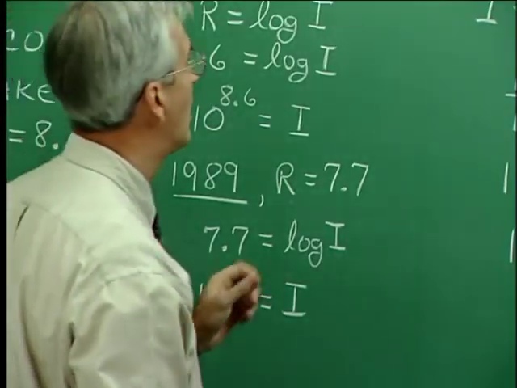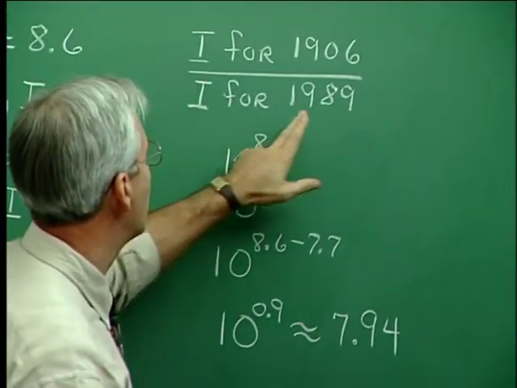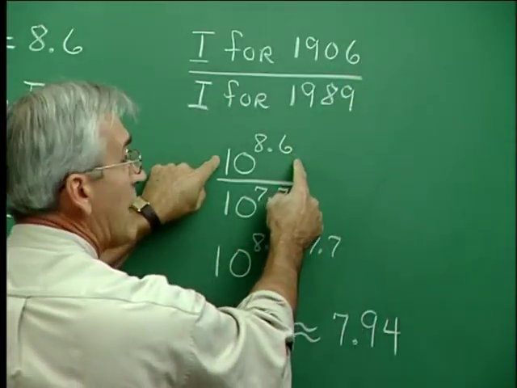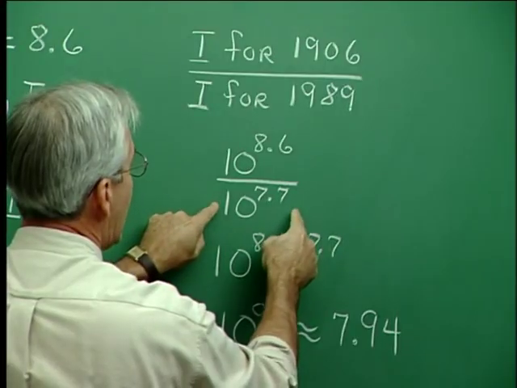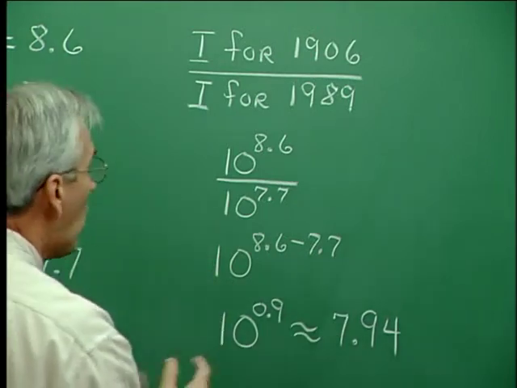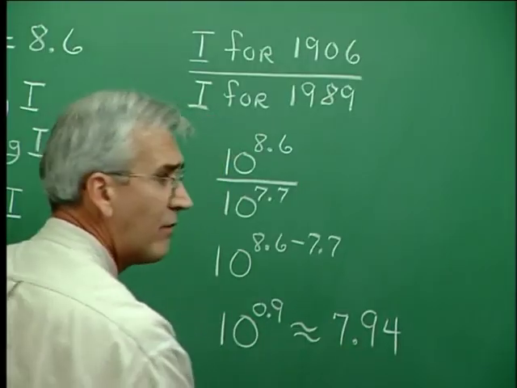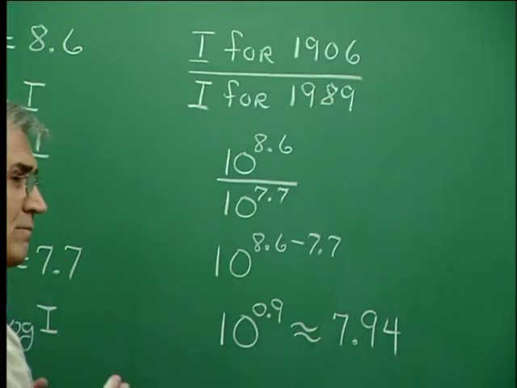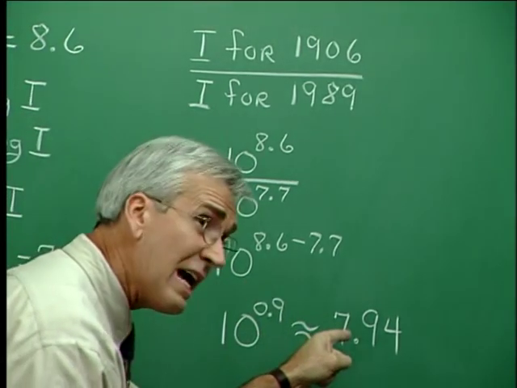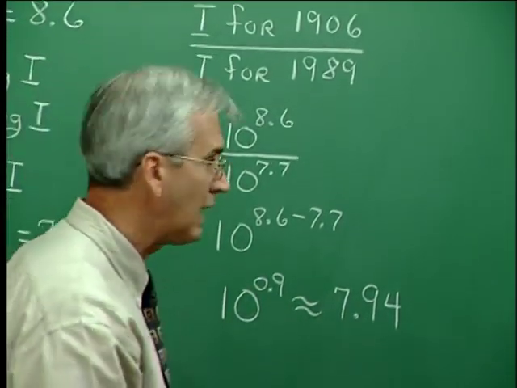Let's consider the ratio of the intensity for the 1906 earthquake over the intensity of the 1989 earthquake. The intensity for 1906 was 10 to the 8.6. For the intensity in 1989, it was 10 to the 7.7. Now, this is 10 to the 8.6 minus 7.7, or 10 to the 0.9 power. And this number is 7.94. So that just means that the earthquake in 1906 was almost 8 times as intense as the one in 1989. A really powerful earthquake.